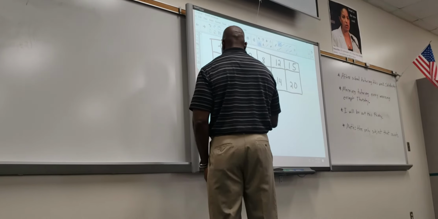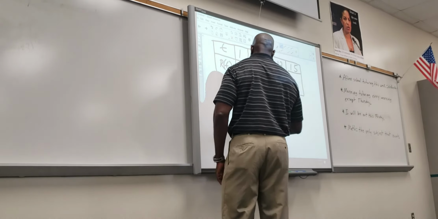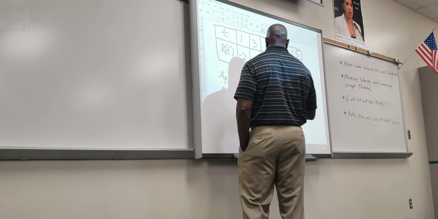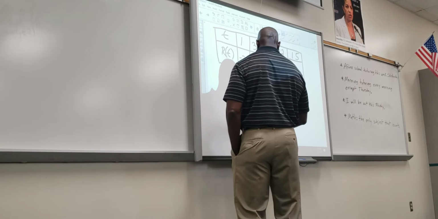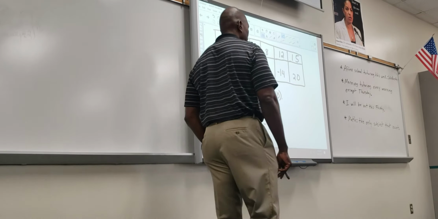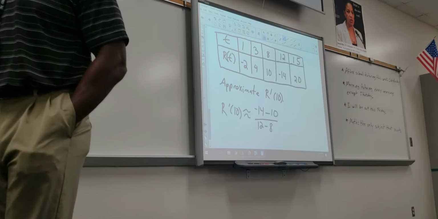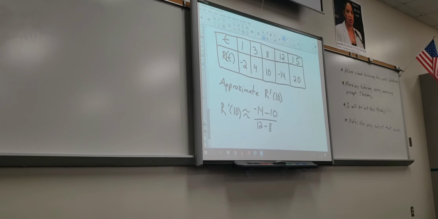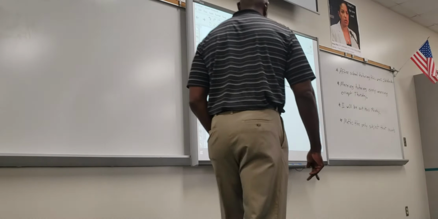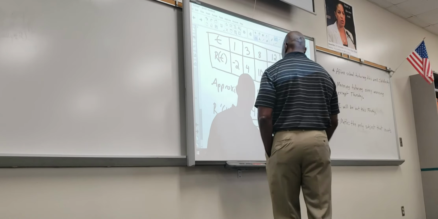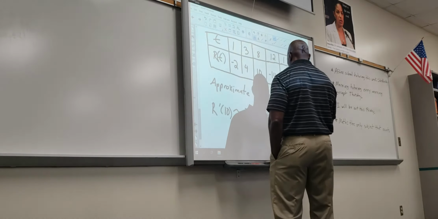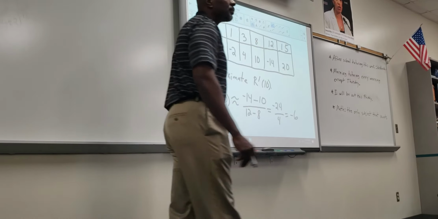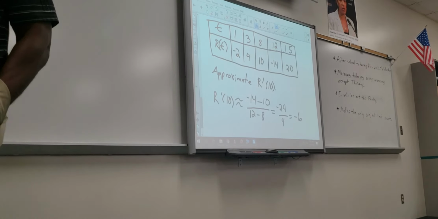So r prime of 10 is approximately negative 14 minus 10 over 12 minus 8. And so that's just negative 24 over 4, or negative 6. That's pretty much it. Fairly easy, correct?